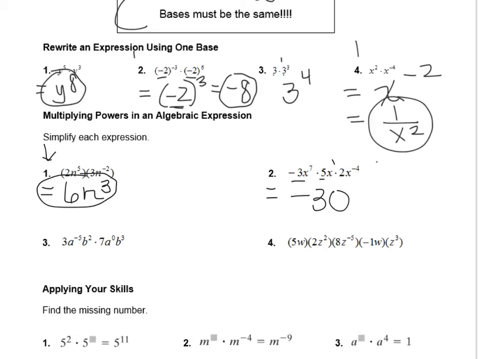You've got x to the 7th times x to the 1st, which is x to the 8th, and x to the 8th times x to the -4th. Well, 8 minus 4 is 4. Positive exponent here as well, so you're done.